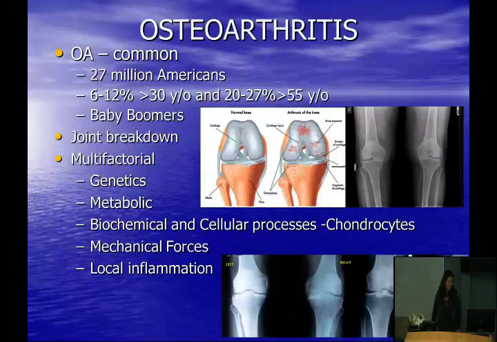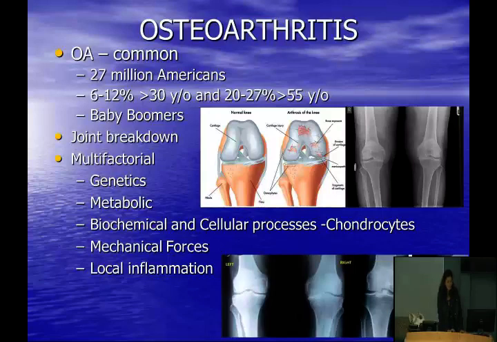It's just joint breakdown. It's multifactorial. People are always like, why? How can we prevent it? Well, sometimes you can't really prevent the largest portion, which is the genetics. If you have poor protoplasm, you just have to deal with it. Metabolic: you've got thyroid disease, you've got diabetes, that affects your joint health. Biomechanical and cellular processes, the chondrocytes. Certain drugs sometimes will affect how your chondrocytes grow.